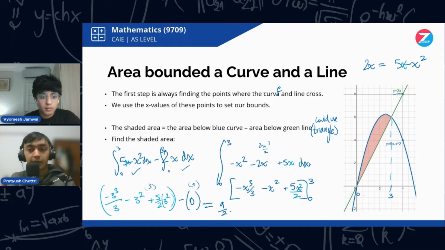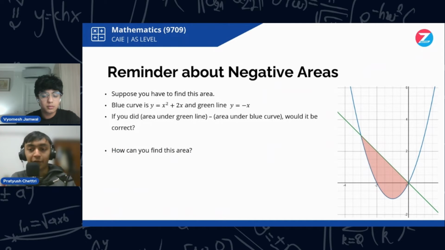And sometimes this can get a bit more confusing. Suppose you have to find this area. I was considering not putting numbers in here to save time, but I think it's important to know. If you just go from here to here and integrate, this negative bit and this positive bit will cancel each other out and you won't get the true area. So if you just did the area under the green line and the area under the blue curve between the whole thing, it wouldn't quite work. So how would you find this area?